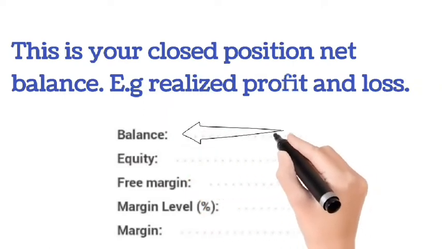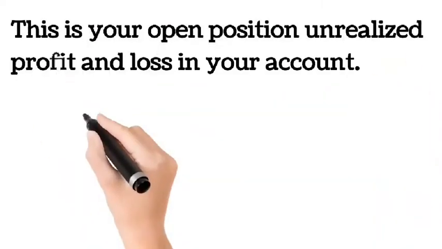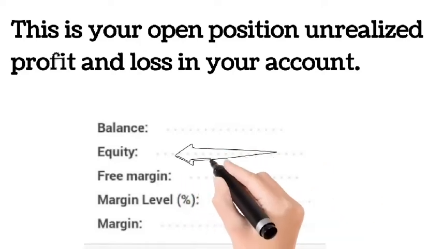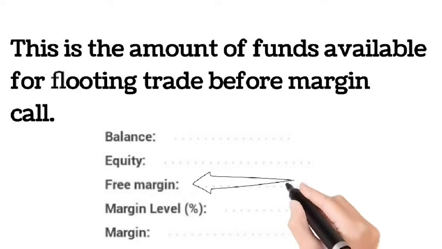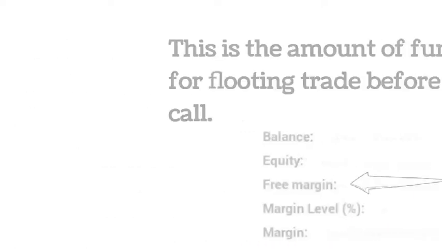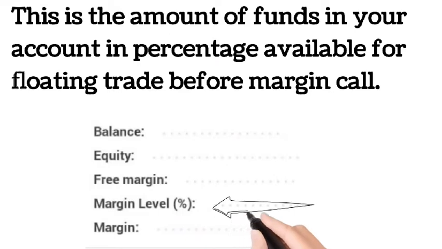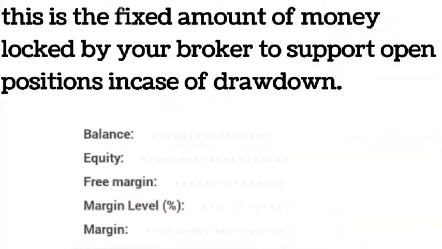For example, realized profit and loss. This is your open position, unrealized profit and loss in your account. This is the amount of funds available for floating trade before margin call. This is the amount of funds in your account in percentage available for floating trade before margin call. This is the fixed amount of money locked by your broker to support open positions in case of drawdown.